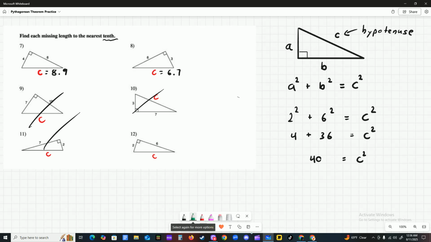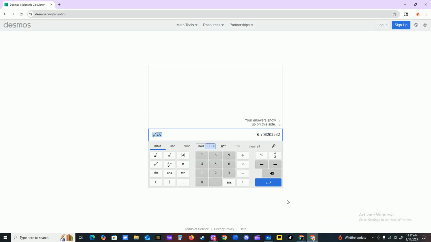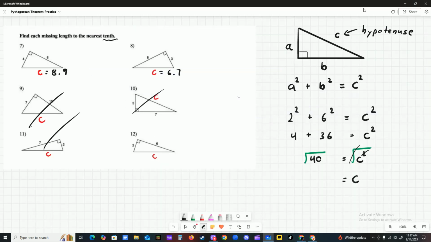So now we take the square root of both sides to get C by itself. So that goes away, that goes away. We're left with only C. So C is equal to the square root of 40. What is that number? Let's find out. The square root of 40 is 6.324555532, but nearest tenth is 6.3. So our value for this one is equal to 6.3.